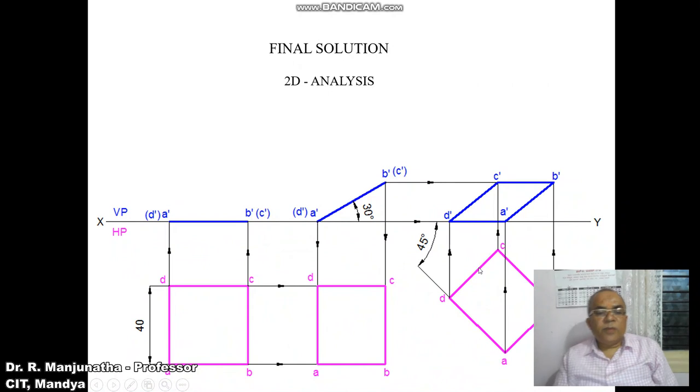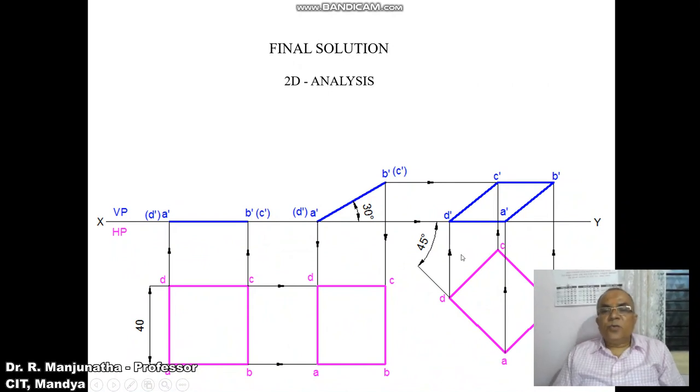So how do I know that my problem is right? In the final third position front view, we can see that one of the sides is resting on HP. The side resting on HP is inclined, which is the side A dash D dash. That side in the top view is AD, which is inclined at 45 degrees to VP, and the surface is inclined at 30 degrees to HP, and it is a square lamina of 40 mm side. Since we are satisfying all the conditions given in the problem, our problem is correct.